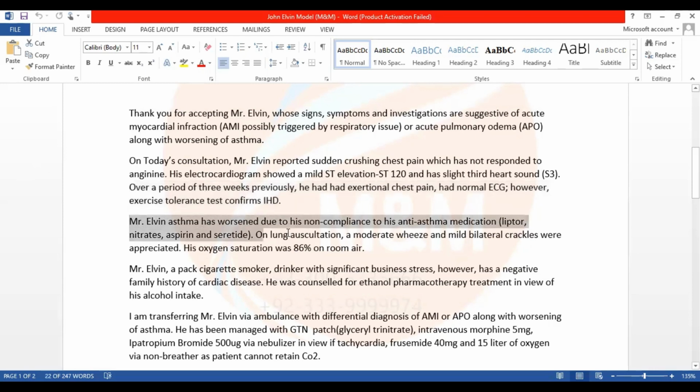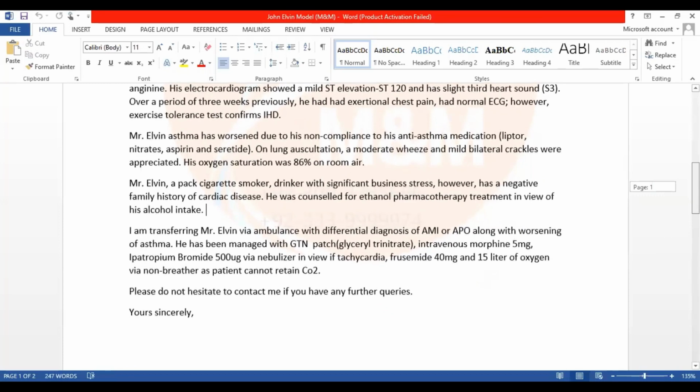Followed by a one-liner that can cover the asthma history, exacerbation due to his non-compliance with anti-asthma medication, which we cover over here. Then the recent investigations with reference to the asthma are covered. Followed by the past medical background, sorry, the socio-economic details, so social history. A pack-a-day cigarette smoker, it was important. A drinker with significant business stress, and we can add the number of drinks as well. However, he has a negative family history. He was consulted for the alcohol treatment.